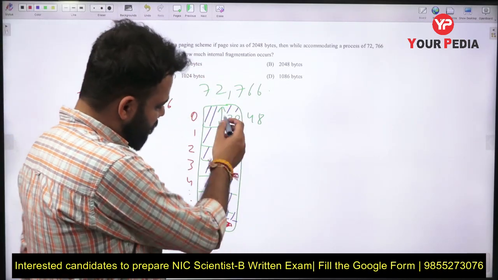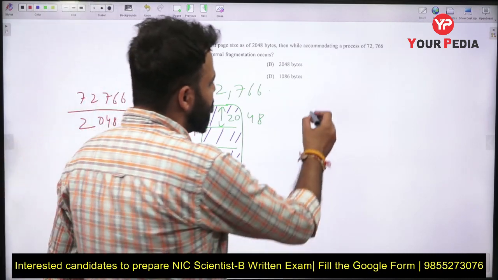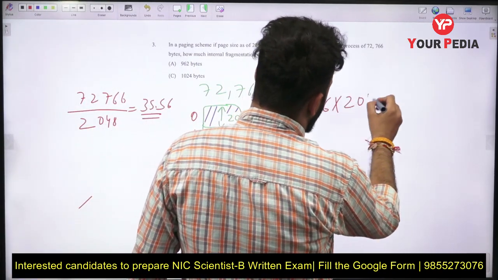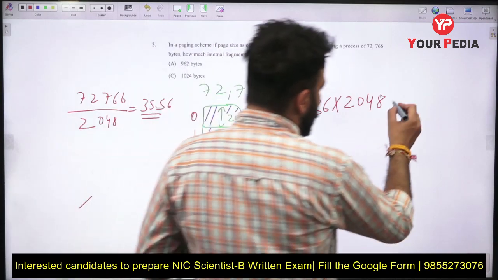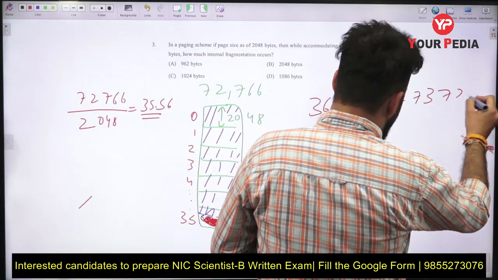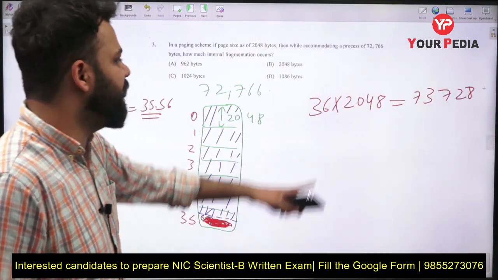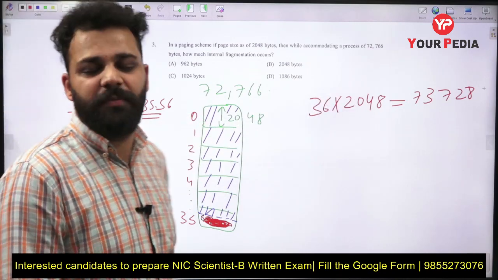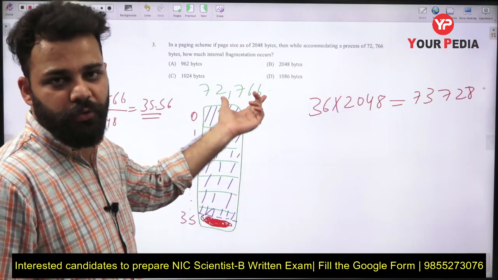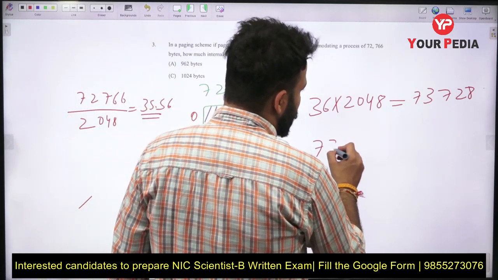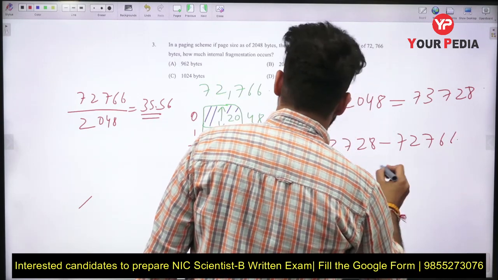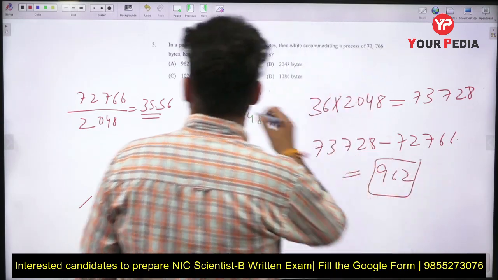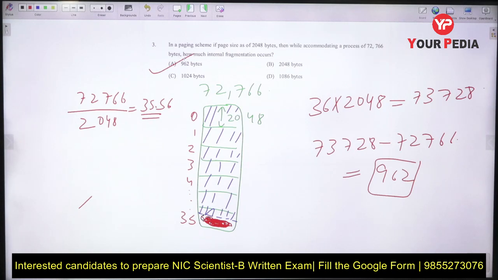Now if I give 36 pages to this process, the total size will be 36 into 2048. If you calculate this, it comes out to be 73728. This is the total size of the pages that will be required in order to accommodate this process. Now the space wasted will be 73728 minus 72766, which is equal to 962. So the correct option will be option A.